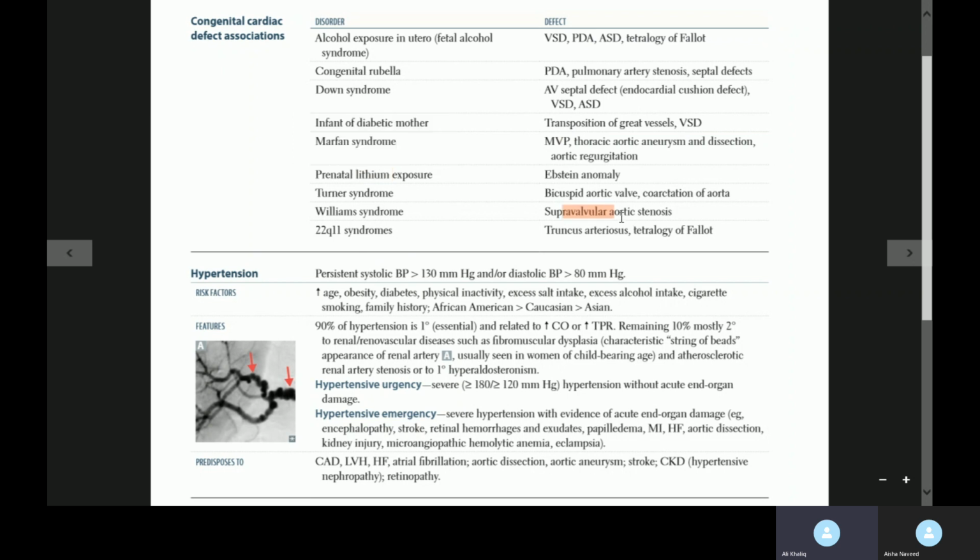Williams syndrome is supravalvular aortic stenosis. It's very low yield. It's never tested in the exam. The 22q11 syndrome, Turner, have usually radiology for us, very low yield.